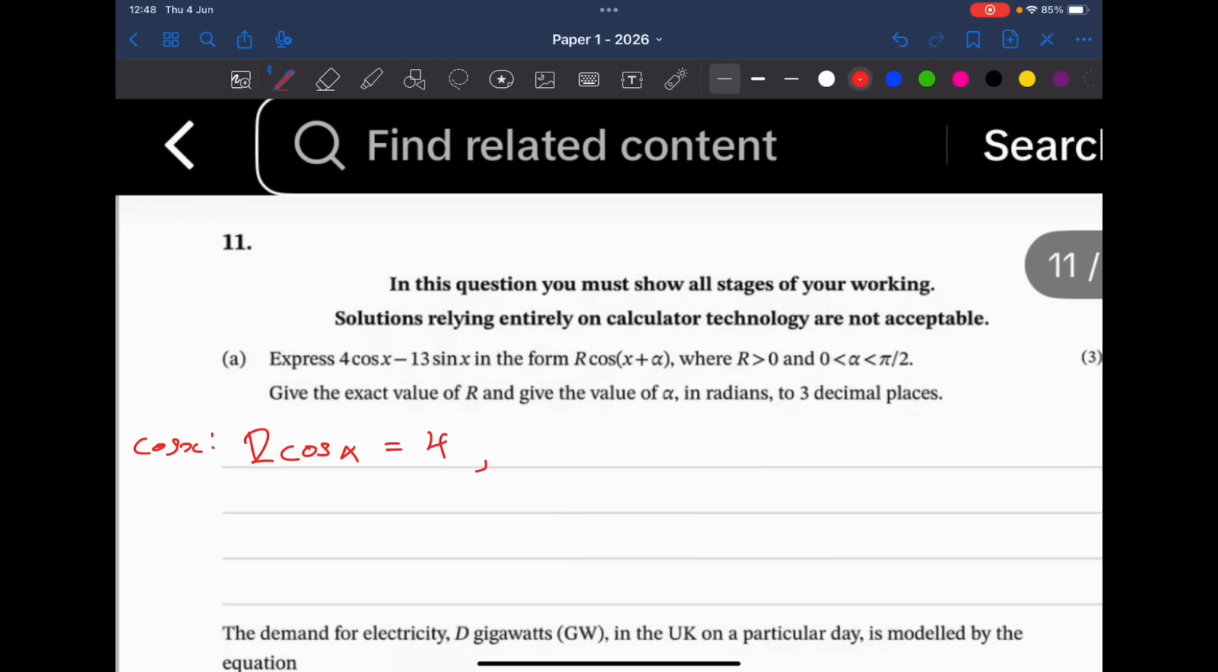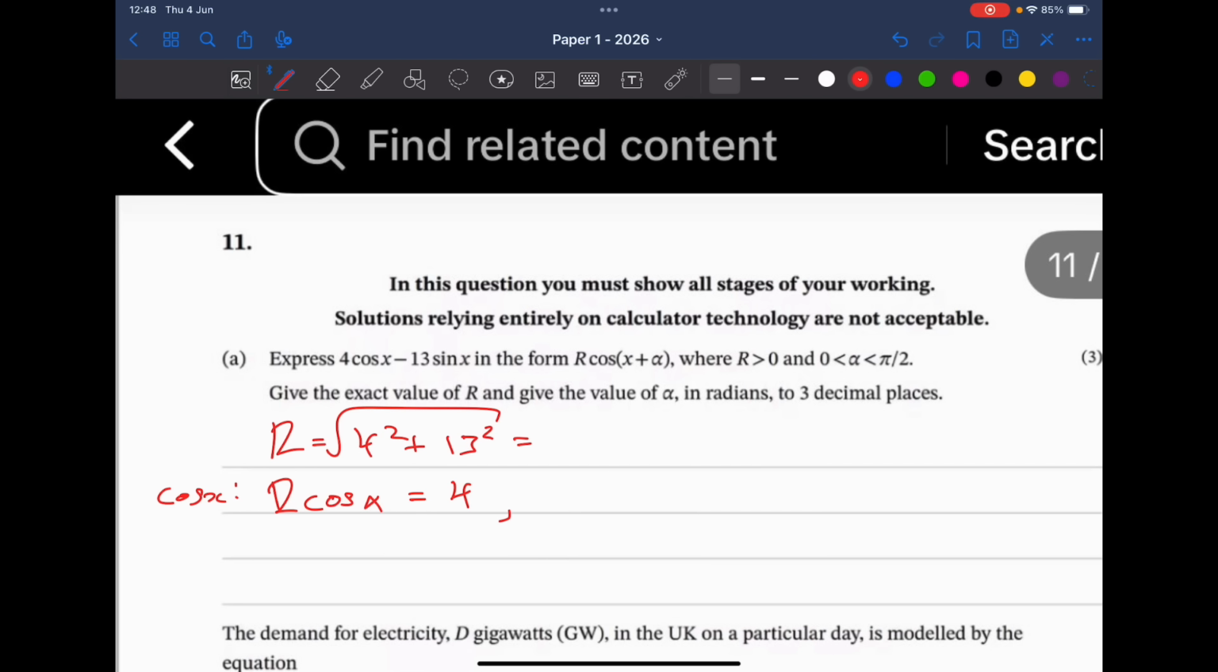We also know, let's actually move this over a little bit, r is always just going to be the Pythagoras: 4 squared plus 13 squared, all square rooted. That's 16 plus 169, so 185, all square rooted. So solving this then, we can rearrange and say that alpha is arc cos of 4 on root 185.